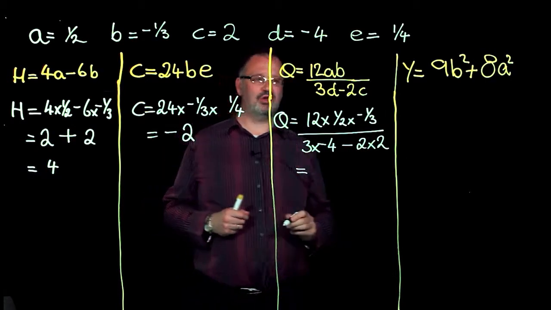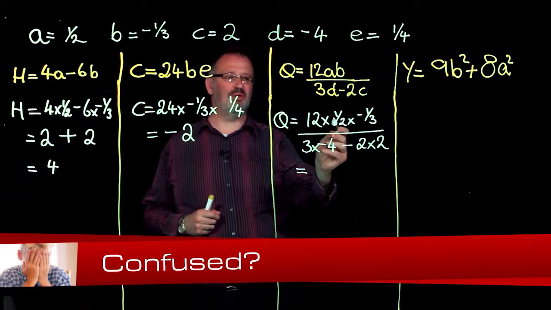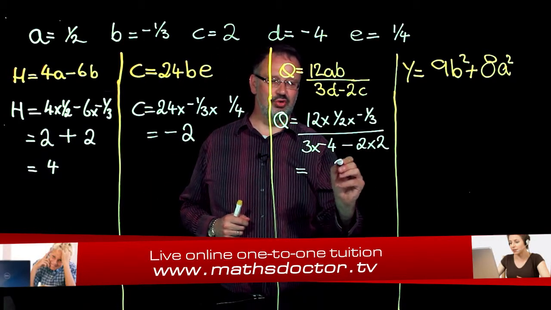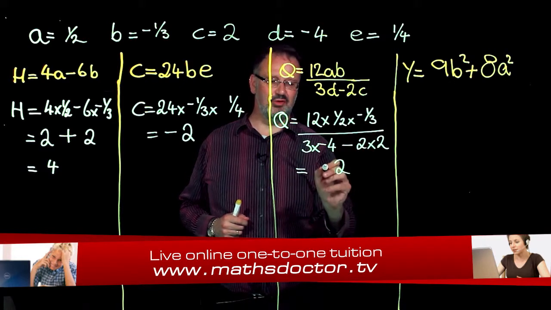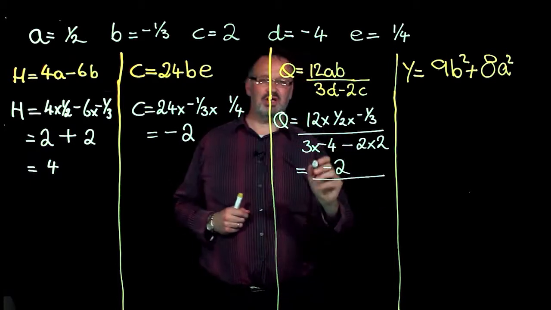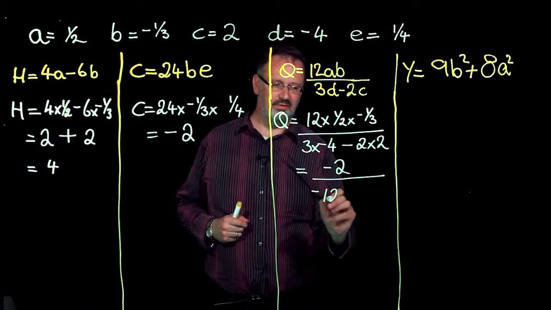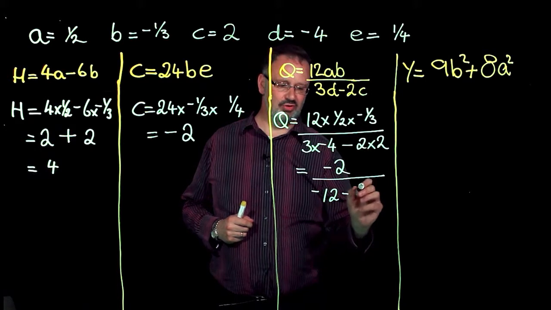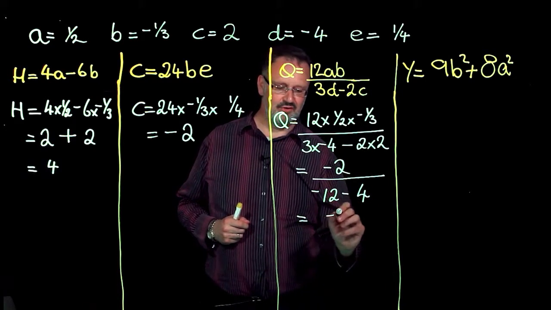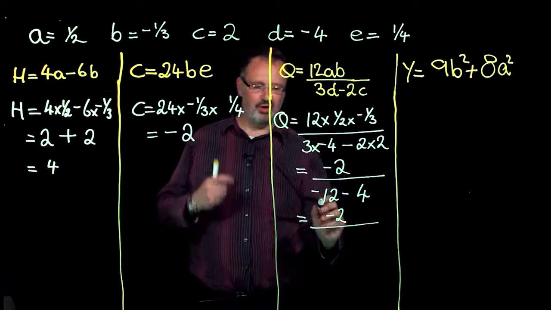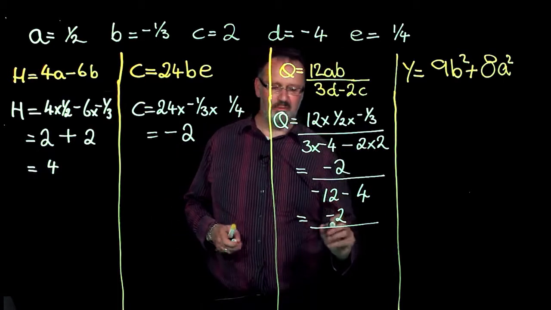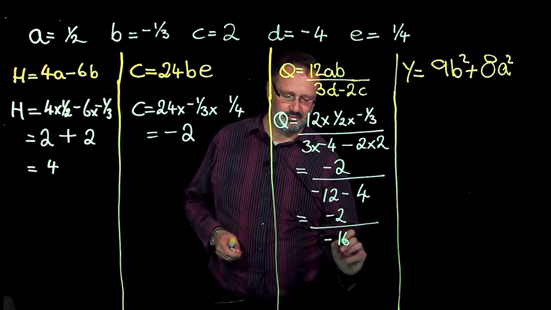Let's look at the arithmetic of the top line here. 12 times a half, half of 12 is 6, 1/3 of 6 is 2, however it's negative 1/3, so my solution is negative 2. 3 times negative 4 is negative 12, take away 2 times 2, which is 4. So here now we have negative 2 being divided by negative 12, take away another 4. Thinking of our number line, that becomes negative 16.